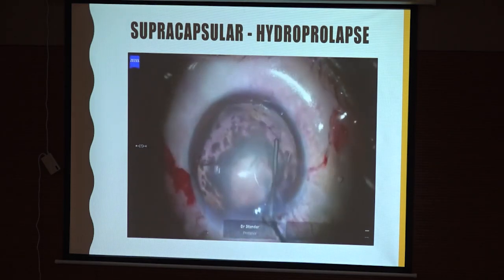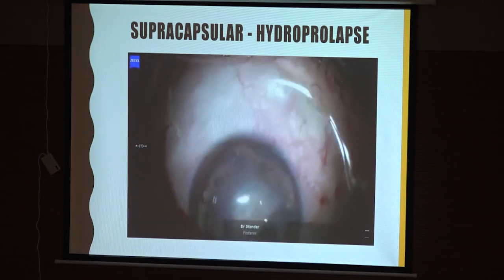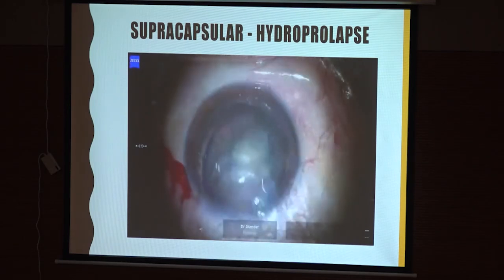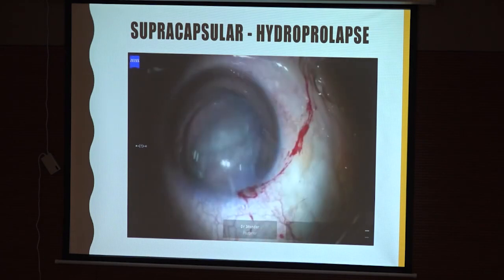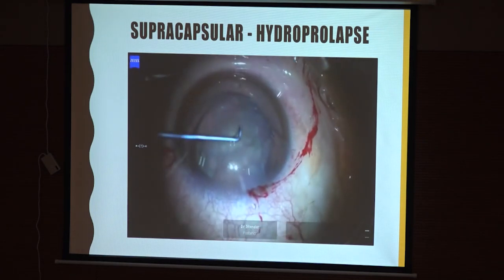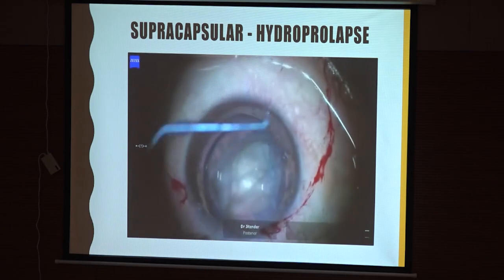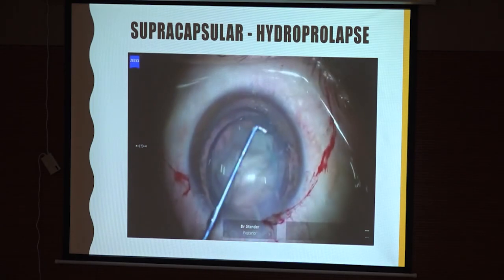So now the hydro procedures, hydrodissection and hydrodelineation, were done. Now see, the nucleus has come above the capsulorhexis margin. Now we can easily take care of this prolapsed nucleus in the low energy phaco parameters.